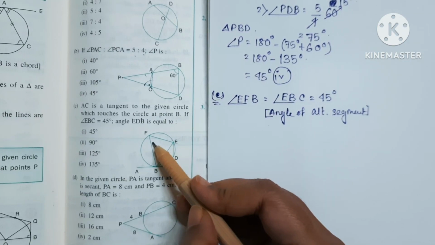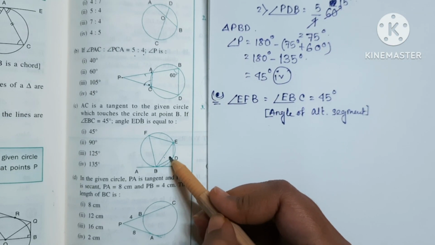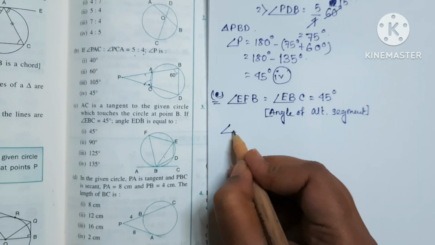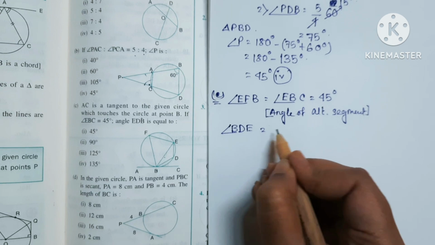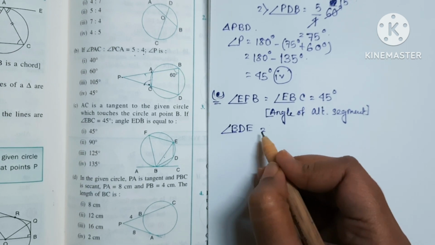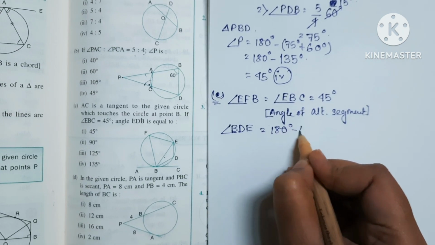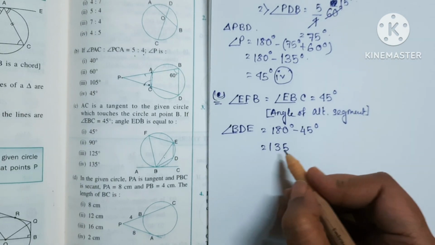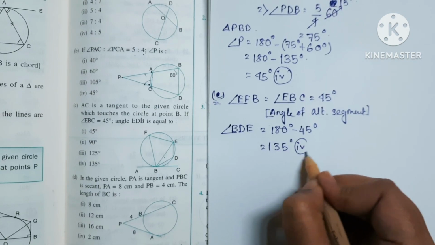Now if this one is 45 degrees, this one will be 180 minus 45, because BDEF is a cyclic quadrilateral. So angle BDE, or EDB, whatever it may be, will be 180 minus 45, so 135. That means option 4 is the correct answer.